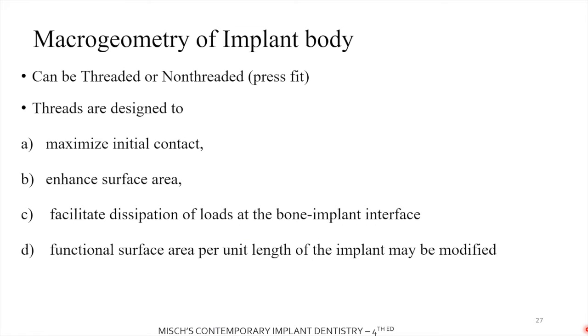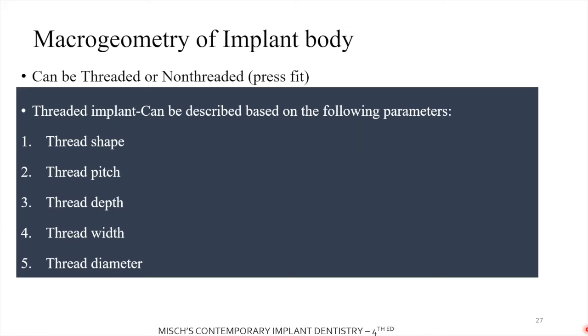Macrogeometry of implant body. The implant body can be threaded or non-threaded. Threads are designed to maximize the initial contact, enhance the surface area, and facilitate the dissipation of loads at the bone implant interface. The functional surface area per unit length of the implant body is also modified. Threaded implants can be described based on the thread shape, thread pitch, thread depth, thread width, and the thread diameter.